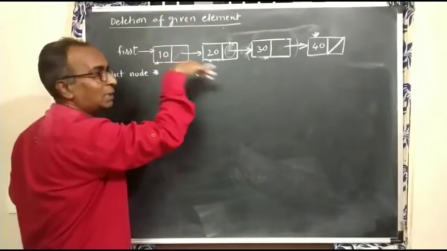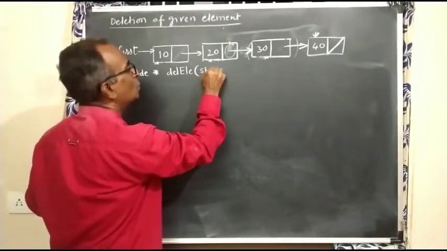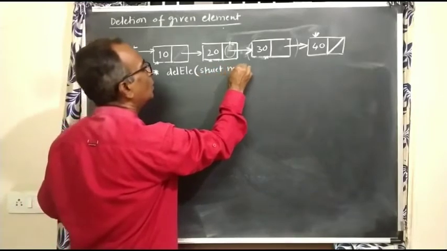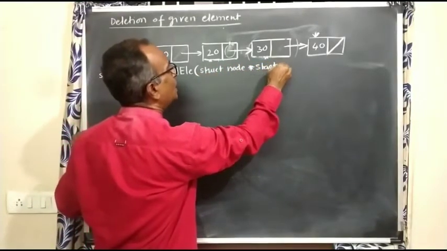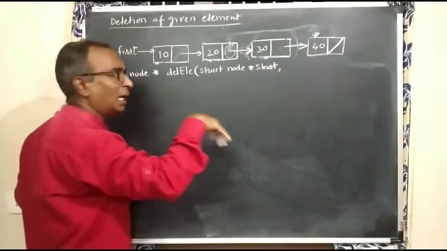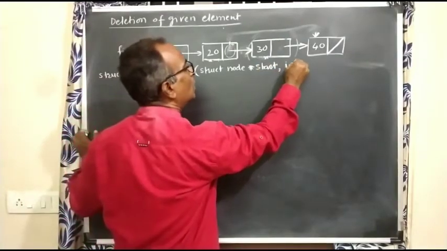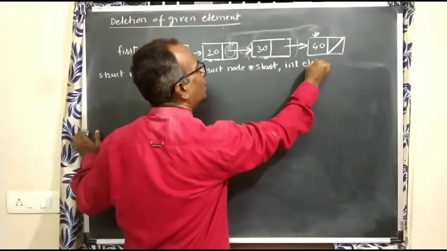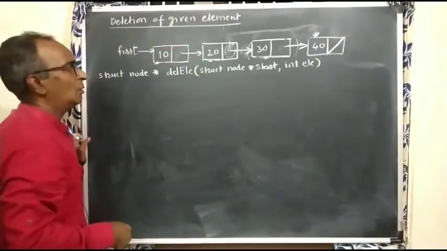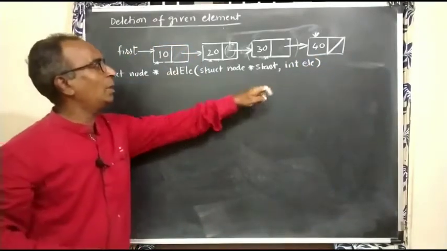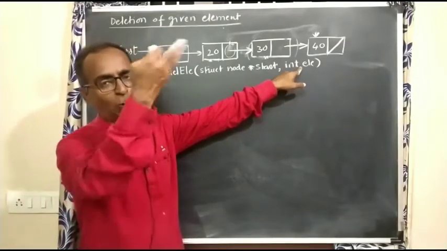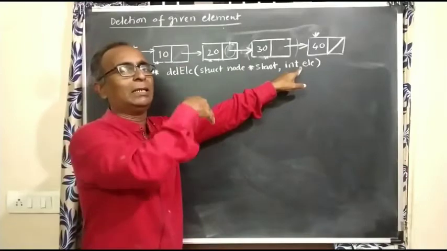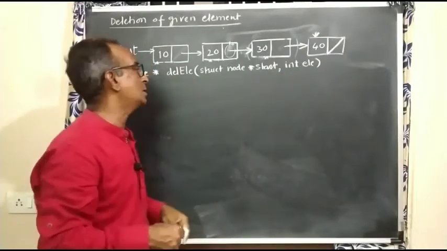What do I have to pass? The list I have to pass, so struct node star start I am passing. Assume that I am also passing the element to be deleted. Now when you pass the element, who should read this element? The caller should read the element and send it to the function whenever it calls.